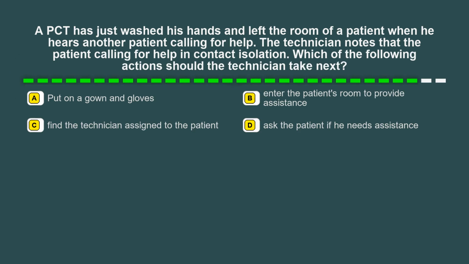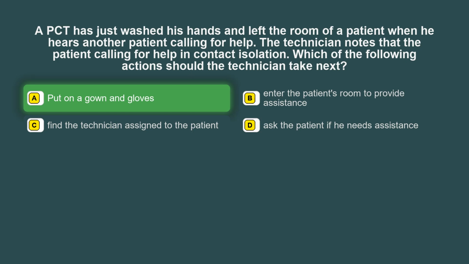Question 20. A PCT has just washed his hands and left the room of a patient when he hears another patient calling for help. The technician notes that the patient calling for help is in contact isolation. Which of the following actions should the technician take next? Option A. Put on a gown and gloves. Option B. Enter the patient's room to provide assistance. Option C. Find the technician assigned to the patient. Option D. Ask the patient if he needs assistance.